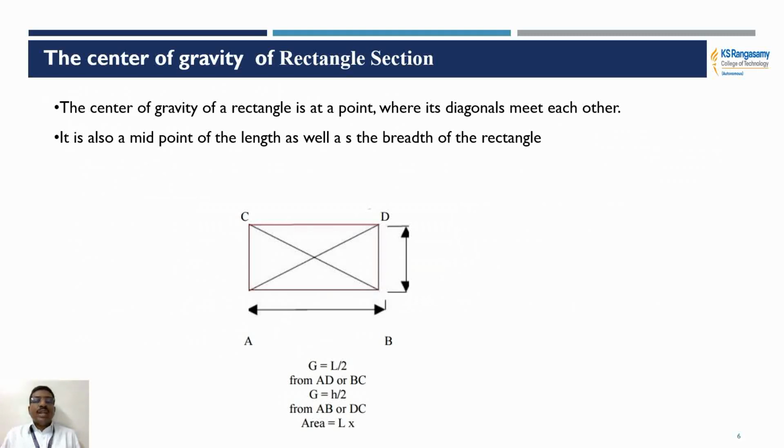So the area of the rectangle can be taken as L into B, and the centroid of the point will be L by 2 along the x direction, and B by 2 along the breadth direction. It can also be said that the diagonals meet each other at a particular point. That point is what we call the center of gravity of a rectangular section.